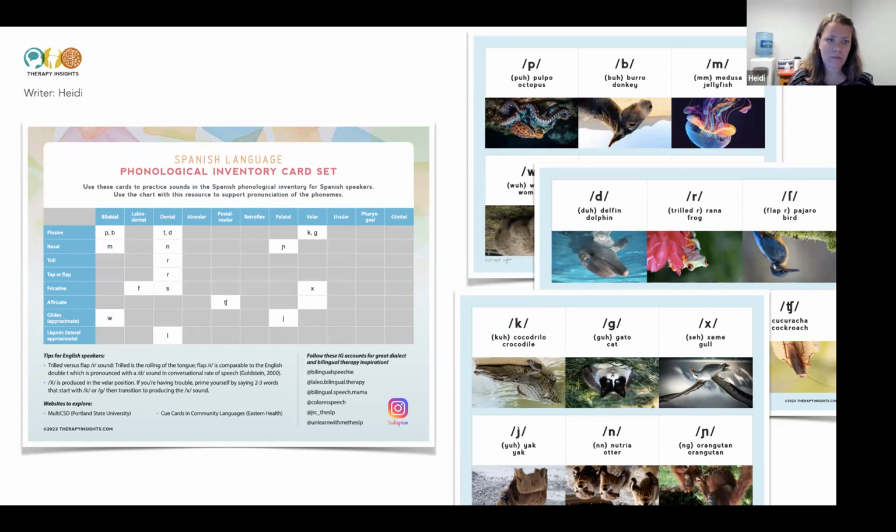So it has that little table with all the different sounds. And then it's really nice at the bottom, it has some other websites to explore. Portland State University was frequently cited as I was researching for this resource, and they just have a wealth of information. They have stuff in other languages other than Spanish as well. So that was a great starting point for me, and we just put those there.